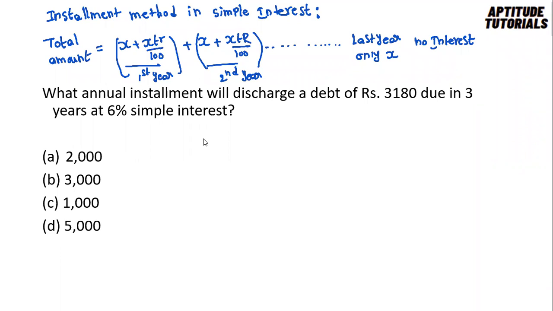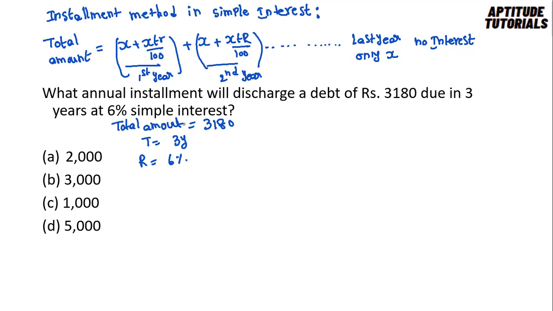What annual installment? Annual installment, they are considering it for a year, will discharge a debt of rupees 3180. Debt is the amount that we have to pay to the person. And what is the time period they have given? 3 years. Rate of interest is nothing but 6%. So first list out the values they have given here. You have a debt of 3180, means that is the total amount you have to pay. So total amount here in the question is 3180, and you have the time period 3 years of duration, rate of interest as 6%.